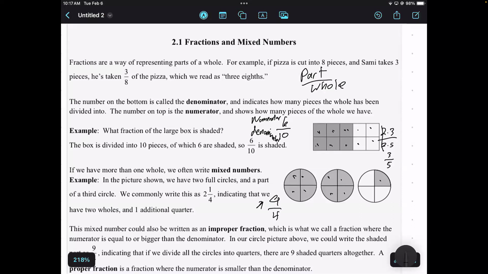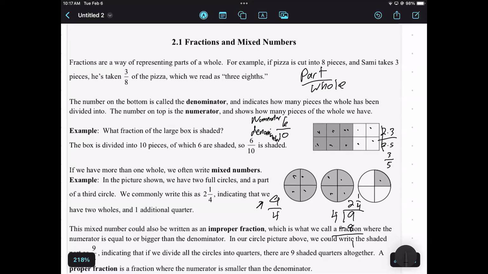So if we want to write this properly, we write it as a mixed number. So what I'll do is I'll say, okay, 9 divided by 4. 4 will go into 9 twice. 2 times 4 is 8. Draw the line, change the sign. 9 minus 8 is 1. So that gives me 2, 1 still needing to divide by 4, or 2 and 1/4.